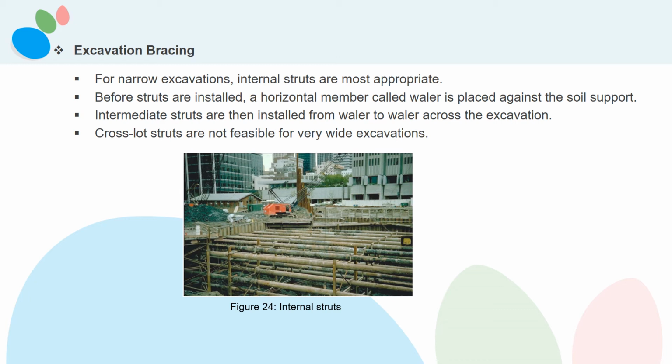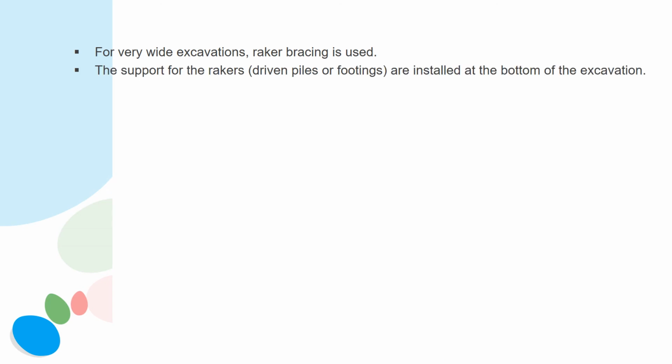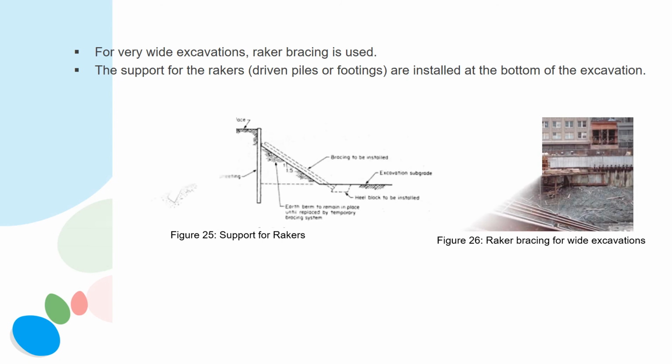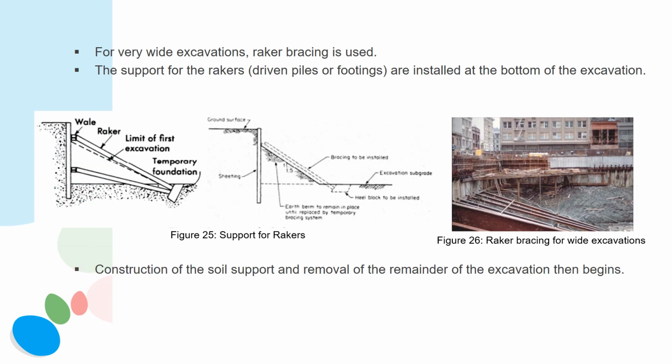Crosslot struts are not feasible for very wide excavations. For very wide excavations, raker bracing is used. The support for the rakers, driven piles or footings, are installed at the bottom of the excavation. Construction of the soil support and removal of the remainder of the excavation then begins.